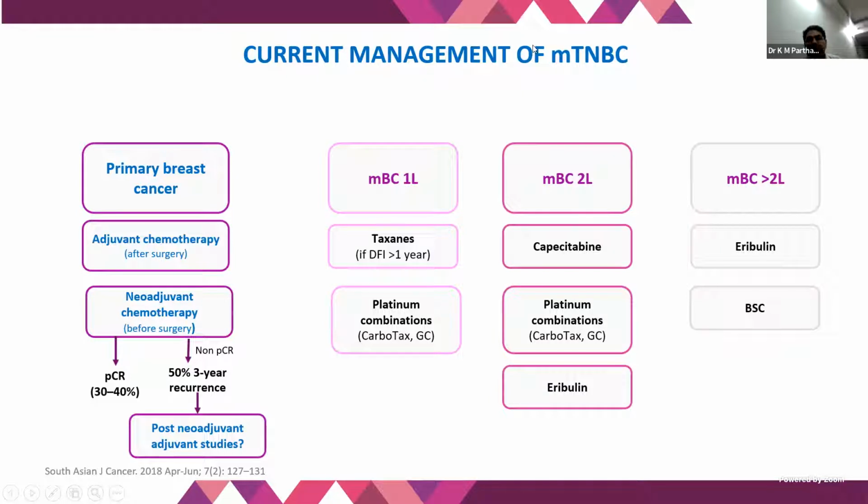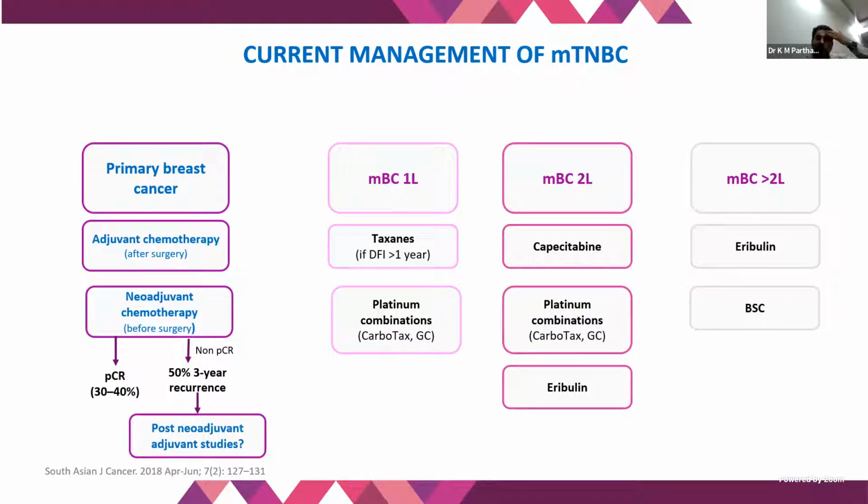The current management of metastatic TNBC, we all know what the first line is. We can't use hormonals anyway. So the metastatic TNBC first line is taxanes. Then second line can be either eribulin or capecitabine, or a carbotaxol, or a platinum gemcitabine can also be used. And after 2 lines, eribulin or best supportive care, and that is what we were using.